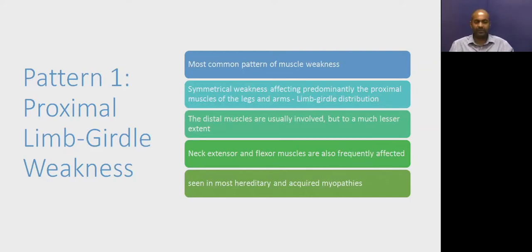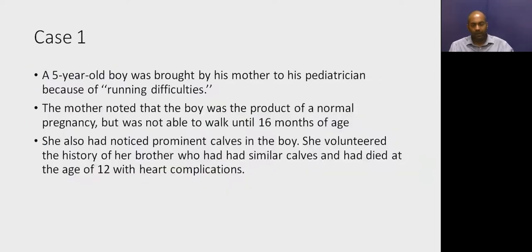Distal muscles are usually involved, but to a much lesser extent, and there can be neck extensor and flexor muscle involvement also. This is the pattern commonly synonymous with myopathy. This is what we see in most hereditary and acquired myopathies. We'll see some case scenarios also. So let's look at case one.